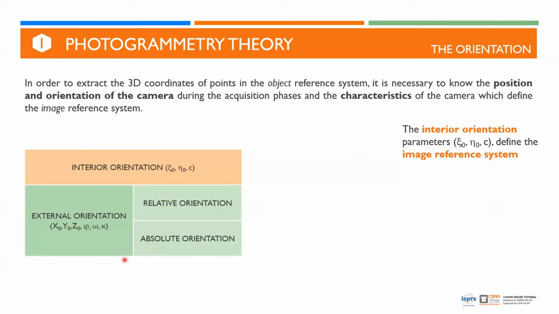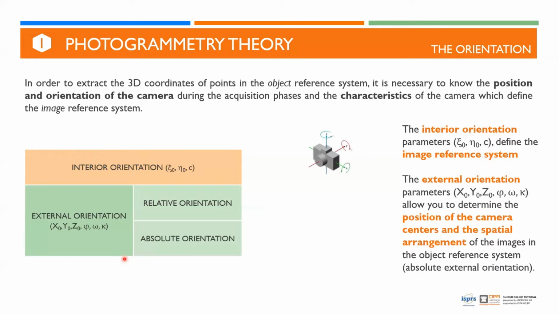Then we move to the external orientation. So once we have set the information of the camera, we move to the external orientation, which is divided into relative and absolute. The external orientation is the set of parameters that is useful for defining the spatial arrangement of our camera, so its movement, with respect to a certain 3D coordinate system. So it is defining essentially the spatial position of our camera in our 3D space.